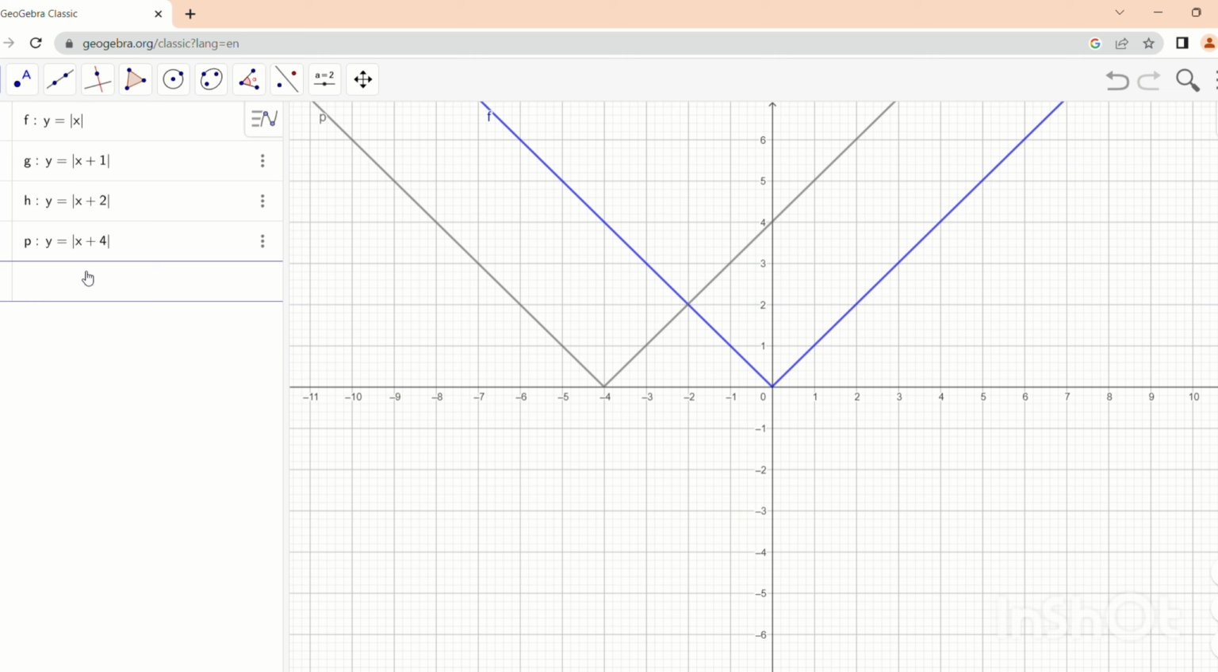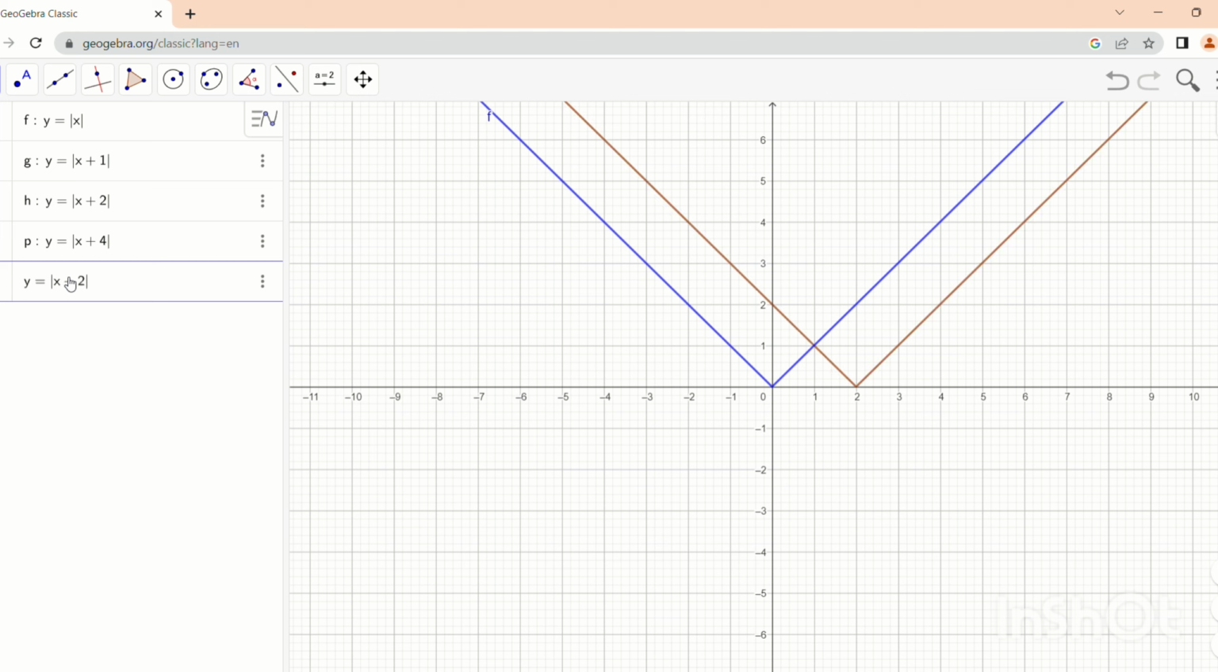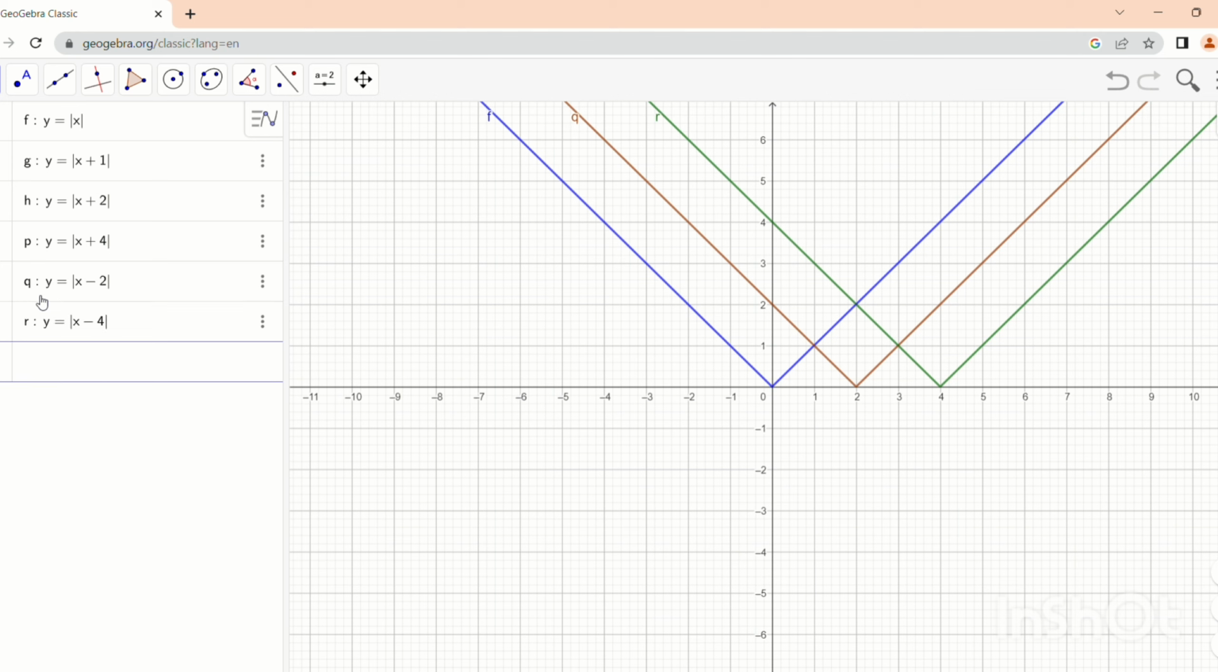Now let us see the case where the graph gets shifted to the right. For that, type y equals absolute value of x minus 2. You can see the number is subtracted within the absolute value bars. So in this case, the graph gets shifted 2 units to the right. If you give y equals absolute value of x minus 4, what is happening here? The graph gets shifted 4 units to the right.